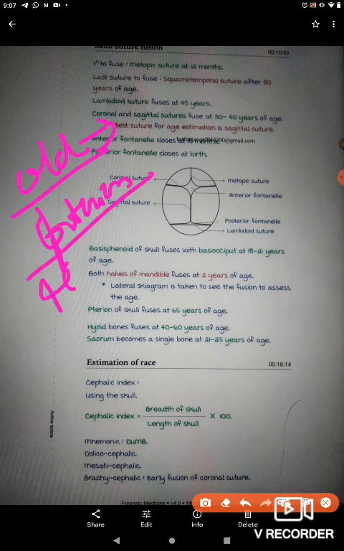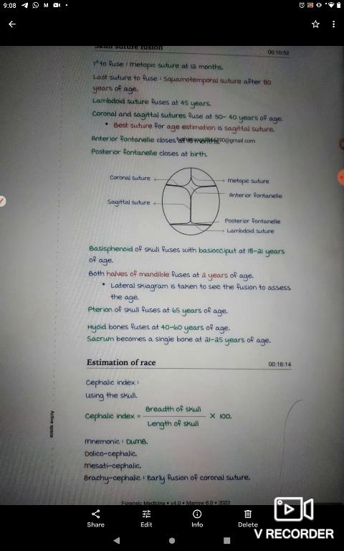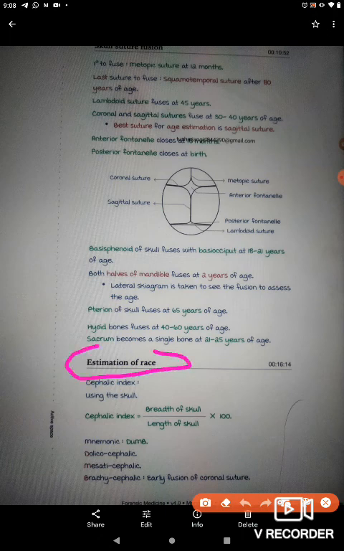Hyoid becomes a single bone at 40 years of age. Coronal and sagittal sutures fuse at 30 to 40 years of age, and lambdoid suture at 45 years. So these are after 40 plus. For the adult, we see basi sphenoid fused with basi occiput and sacrum becoming a single bone. Both halves of the mandible fuse at 2 years of age. So this was all about sutural fusion. We have seen anterior fontanelle closes at about 18 months and posterior fontanelle at the time of birth itself. Now we will see estimation of the race.